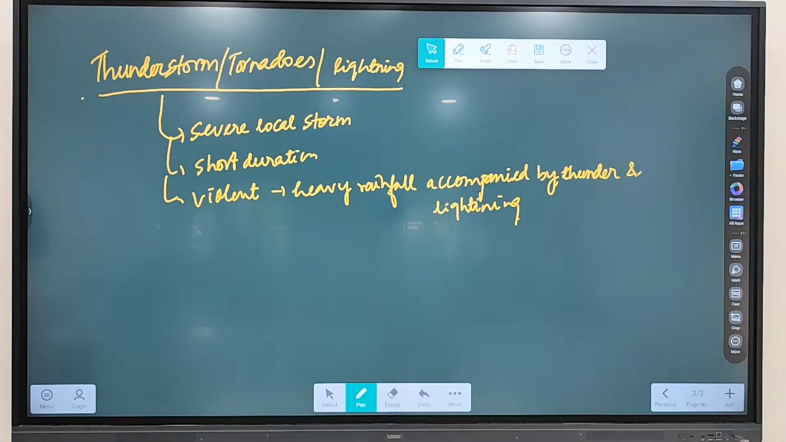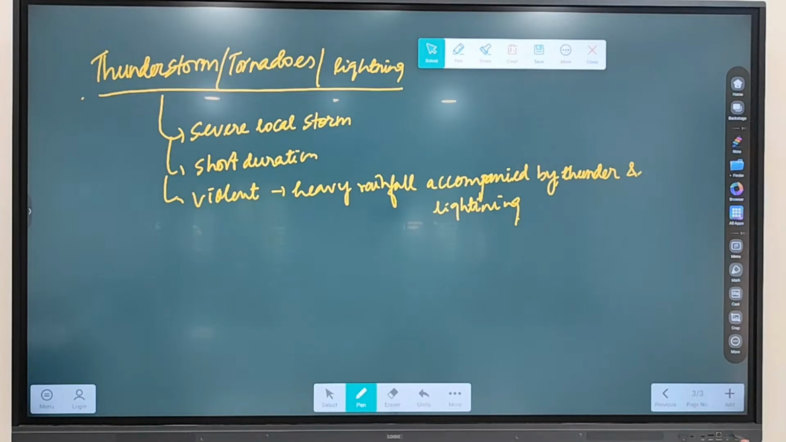These are severe local storms. These local storms occur for a very short duration, not for a long time. They are short in duration, but violent in nature, causing heavy rainfall accompanied by lightning and thunder. Fine. What does the term thunder mean? We are saying accompanied by lightning and thunder. What does thunder mean?